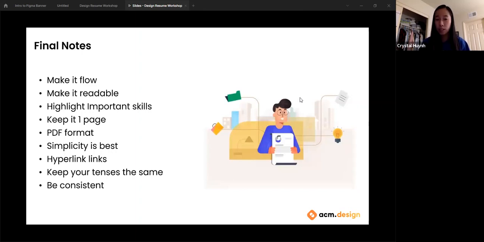Whenever you send a resume, keep it in PDF format. I can't stress this enough. Sometimes for different sites, different programs, if you submit using a Word document, the formatting might change and it might mess up your resume a bit. So if you do choose to edit or create your resume on Word, save it as a PDF and always submit the PDF just as a precaution. Simplicity is best. If you are unsure about all the decorative elements, just keep it simple.